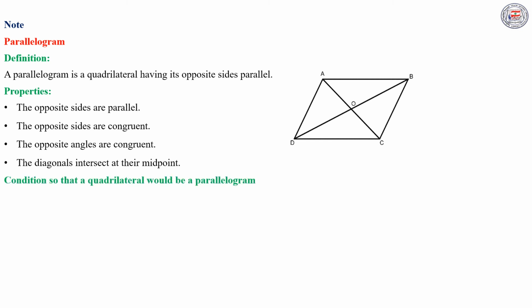We have to take one of the conditions so that a quadrilateral would be a parallelogram. If the diagonals of the quadrilateral bisect each other, that means if the diagonals of a quadrilateral intersect at their midpoint, then in this case, this quadrilateral would be a parallelogram.